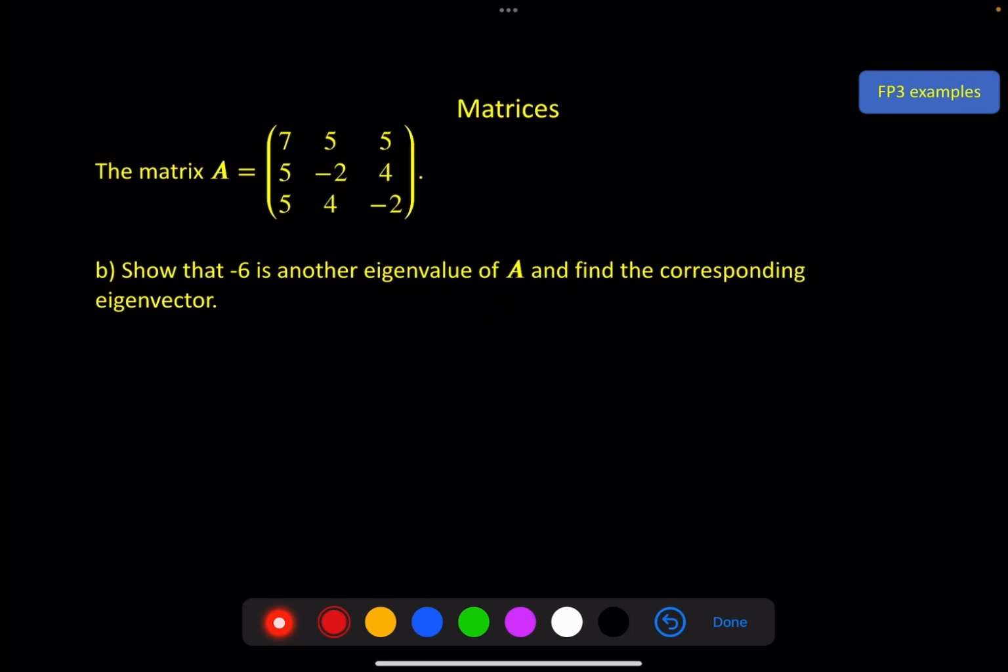Show that -6 is another eigenvalue of A, find the corresponding eigenvector. Okay, well we know finding the eigenvalues means solving the determinant of this matrix.